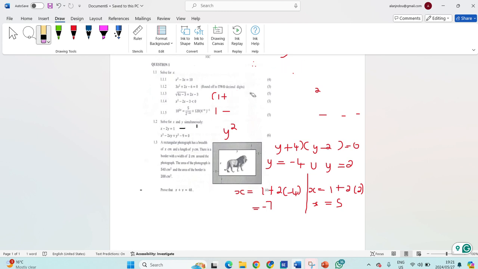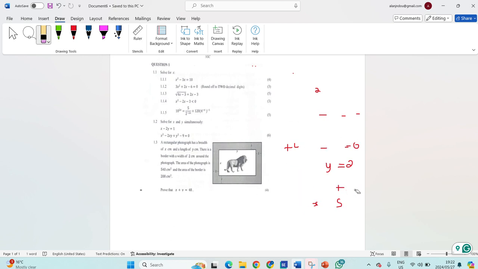Now I'm going to do the last part of question 1. And this was an application problem. Now we're given a photograph. Actually, we're given 2 frames. One frame is within the other. So now how are we going to do this?